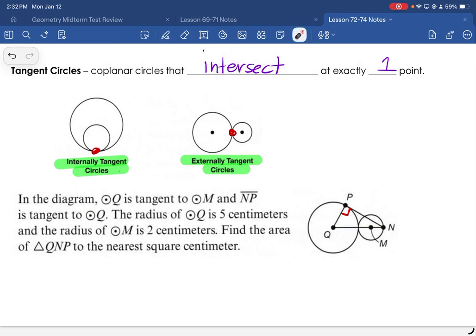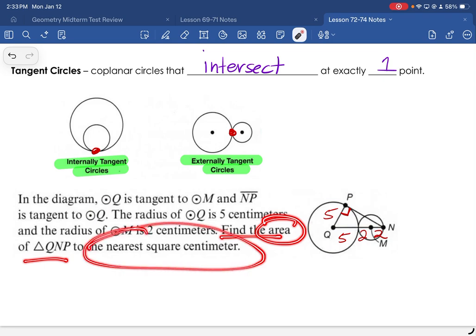Okay, let me keep reading. The radius of circle Q is 5 centimeters. So let me stop and label. Circle Q has radius of 5. And the radius of circle M is 2 centimeters. So let's label both of those radii. Okay, here are my instructions. Find the what? Area. Find the area of triangle QNP to the nearest square centimeter.